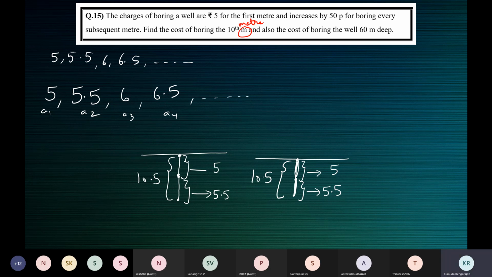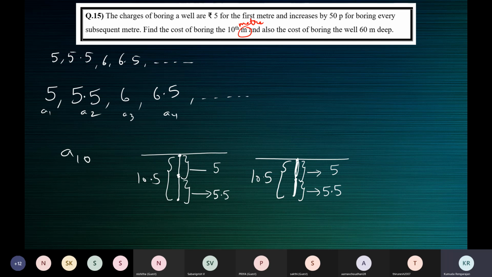So what we need to find is the cost of boring the 10th meter, only that particular meter. So we need to find A10. And also the cost of boring the well 60 meters deep. It's 60 meters deep. That means for the first meter, you will pay A1.